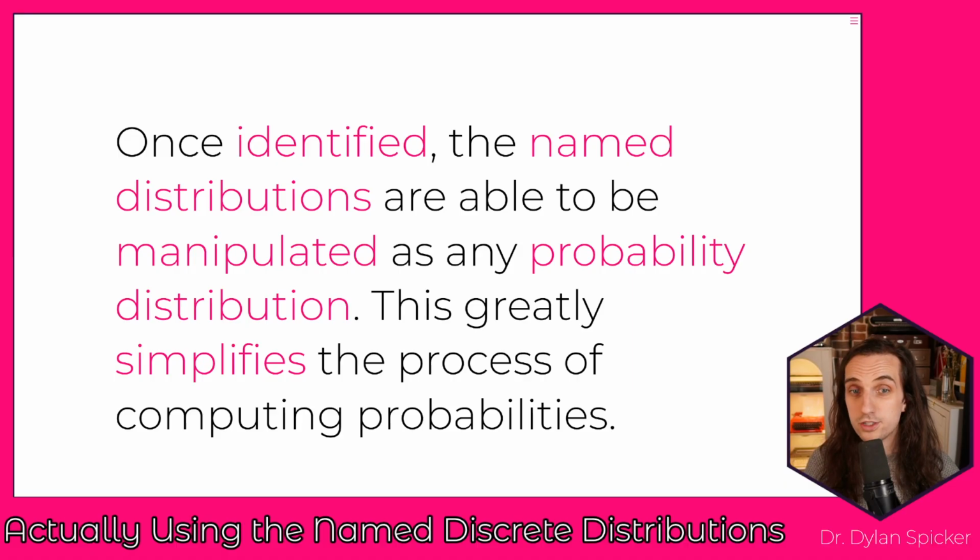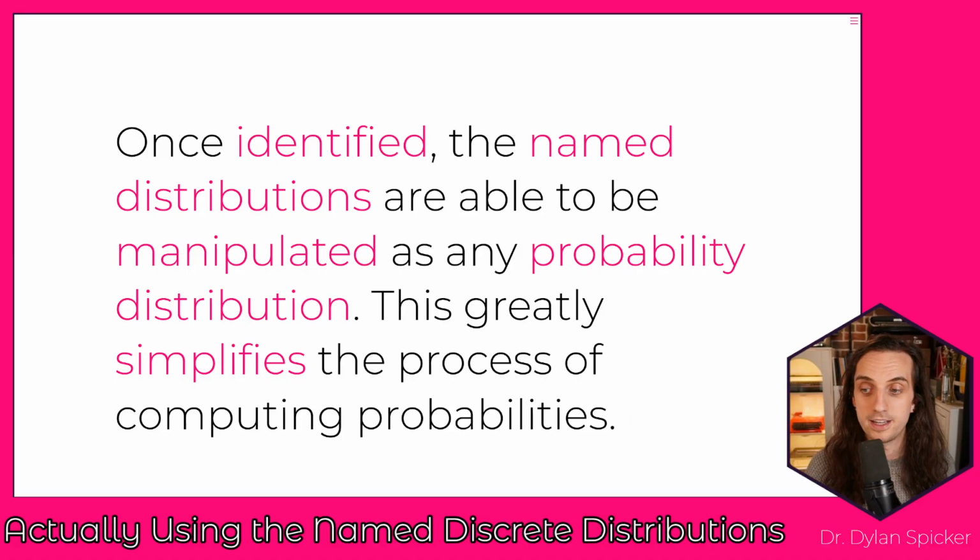So once you have identified the named distribution, you can then manipulate the PMFs, the expected values, and the variances. You can do this in the same way that you would manipulate any PMF or expected value or variance. All of the same rules apply. The only difference is that by identifying the scenario, you immediately know the form of the PMF. And by knowing the form of the PMF, that's going to save a lot of time in trying to derive the probabilities from scratch.